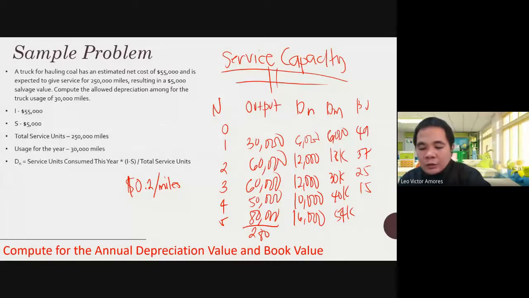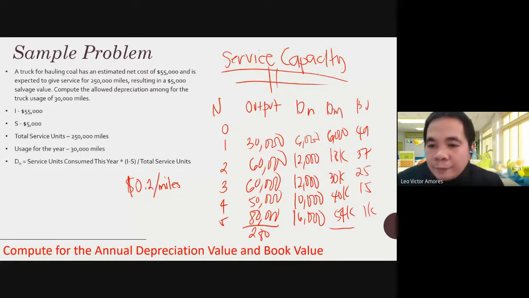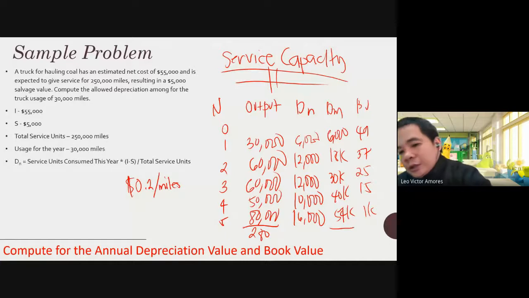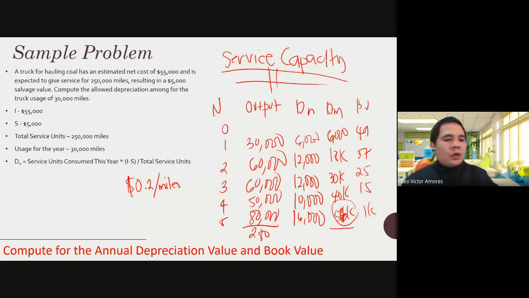80,000 times 16 is 54K. So dapat na pa ni 1K, 55K man. Sakto ba? 6 plus 12 plus 12 plus 10 plus 16 is 56. So your total depreciation is around 56,000, which is basically not right, no?